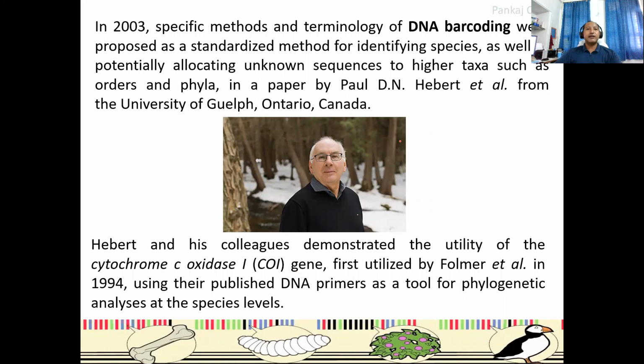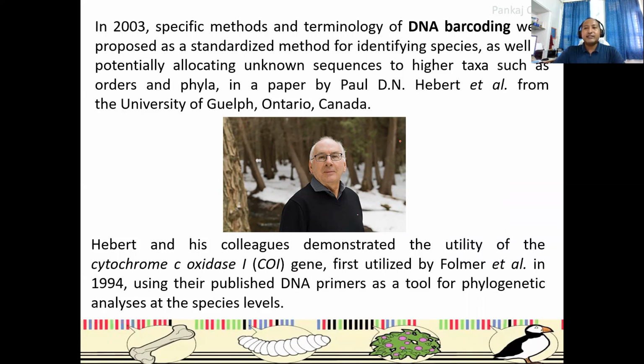In 2003, Paul Hebert, his full name was Professor Paul D.N. Hebert, from University of Guelph, Canada, for the first time proposed the term DNA barcoding, and he used a particular gene, cytochrome C oxidase 1, for identification of living organisms.